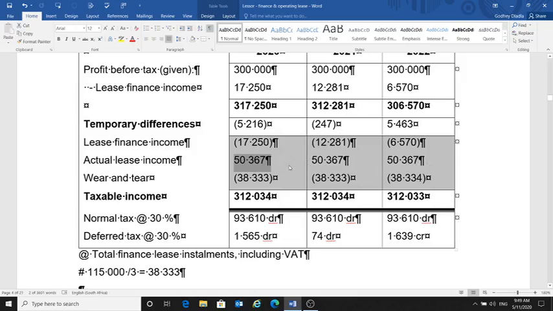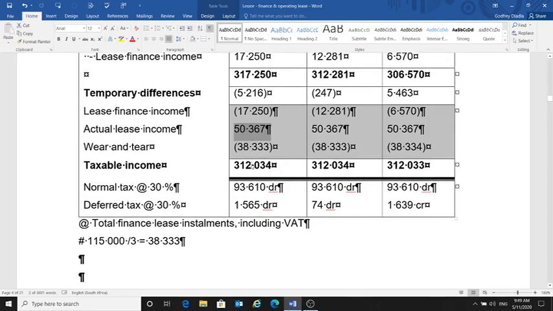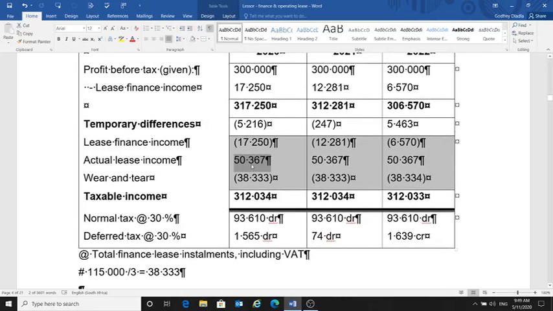Okay. And then the receiver will say, right, I want to tax that 50,367, and I'm going to give you a warranty because legally you are the owner. Remember, SARS works with the legal part. Accounting works with the economic substance part. Right. Then SARS will say, I'm going to give you a warranty over 3 years at one third from the 115 that you incurred. Right. So that warranty will be 38,333.